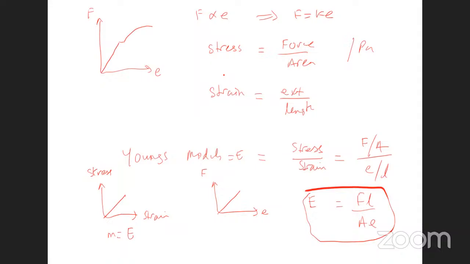I think I did that for you. And we got F is equal to E, A on L, all by e. So the gradient was equal to EA all on L. That's where we stopped last day.